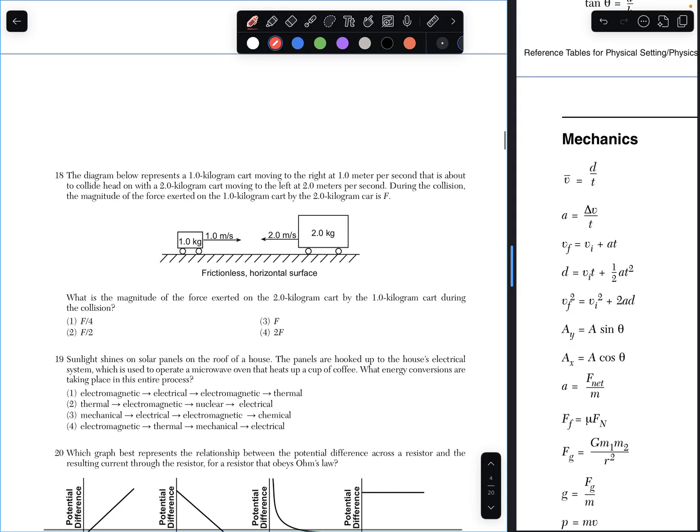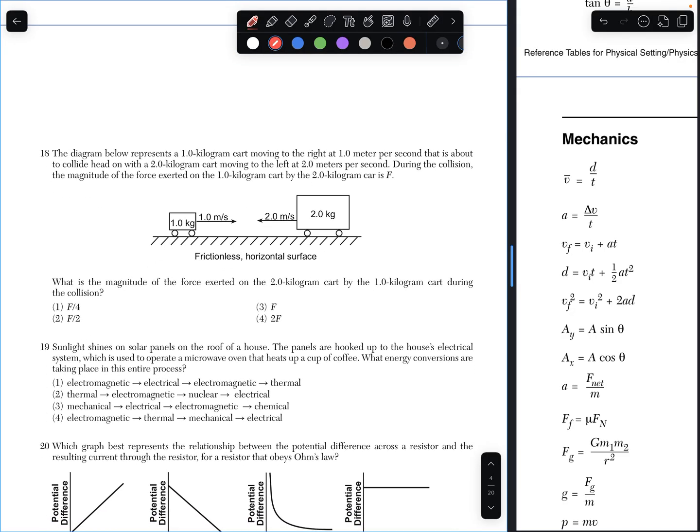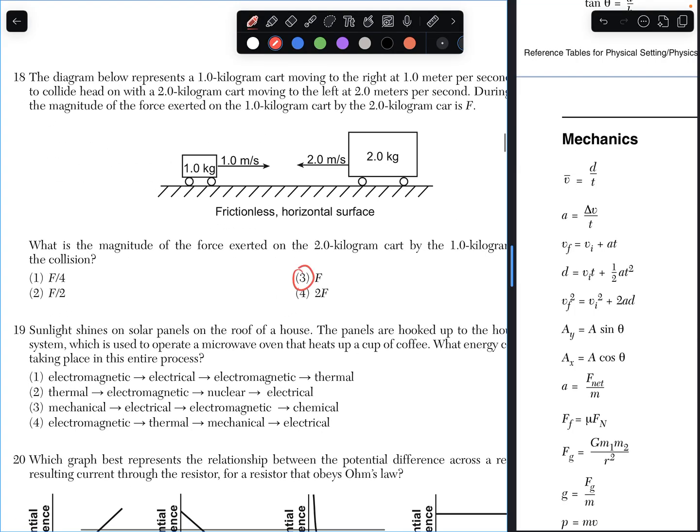Okay. The diagram below shows a 1 kilogram cart moving to the right at 1 meter per second and is about to collide head-on with a 2 kilogram cart moving left at 2 meters per second. During the collision, the magnitude of the force exerted on the 1 kilogram cart by the 2 kilogram cart is F. What is the magnitude of the force exerted on the 2 kilogram cart by the 1 kilogram cart during the collision? This one is going to be the same, because when you have two objects acting on each other, like in a collision, whatever the magnitude of the force on each of them is going to be the same. All right.